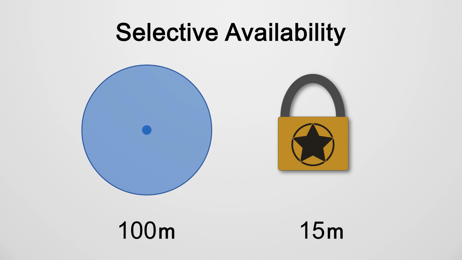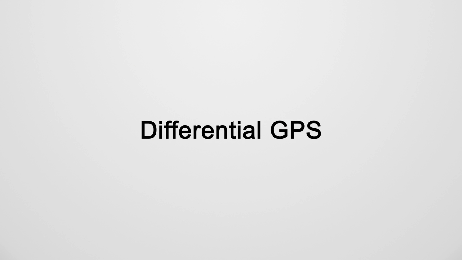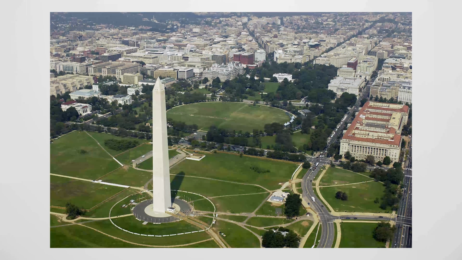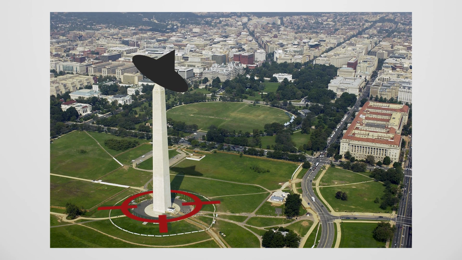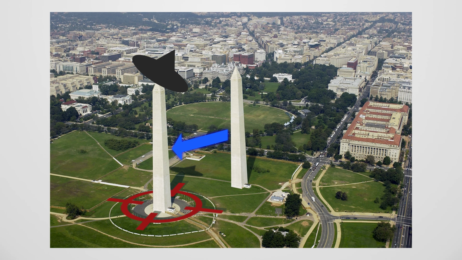So that led to the development of differential GPS, which improves accuracy by using reference points. Take a landmark, some place you know the exact coordinates of. Stick a GPS receiver on top, and you can always compare its actual location with the location the receiver calculates, and apply that difference to other receivers nearby.